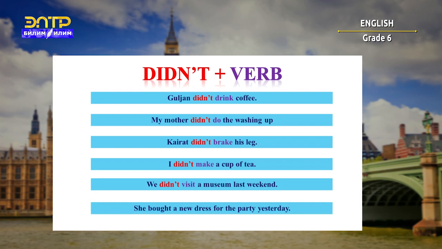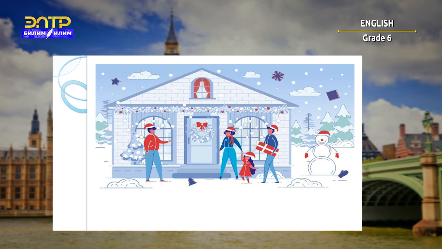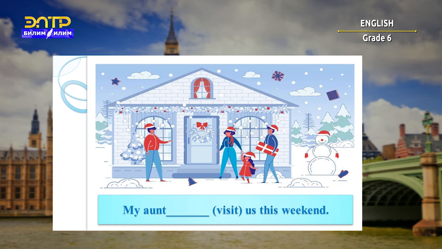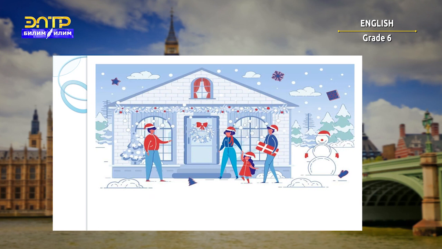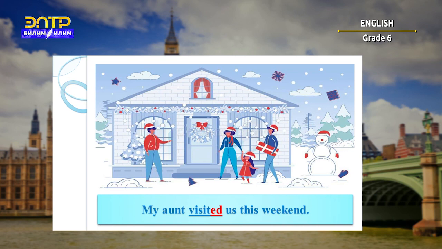She bought a new dress for the party yesterday. Yes, she didn't buy a new dress for the party yesterday. In this task, you need to complete the sentence with the given verb in the predicate in the past simple tense. For instance, my aunt asked this weekend. My aunt visited us this weekend.